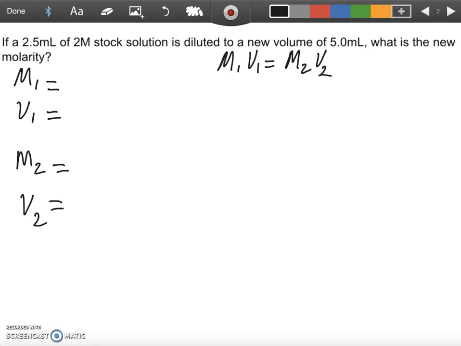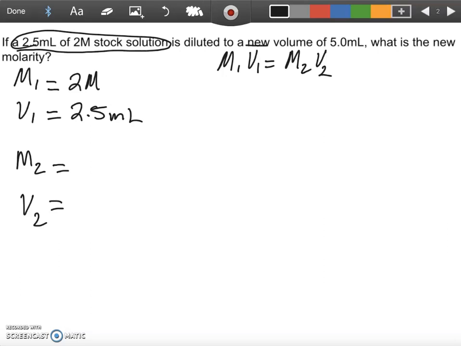All right. So if a 2.5 milliliter of a 2 molar stock solution, that right there is all the information for the stock. Okay. 2 molars and then 2.5 milliliters. Okay. Is diluted to a new volume of 5.0 milliliters.